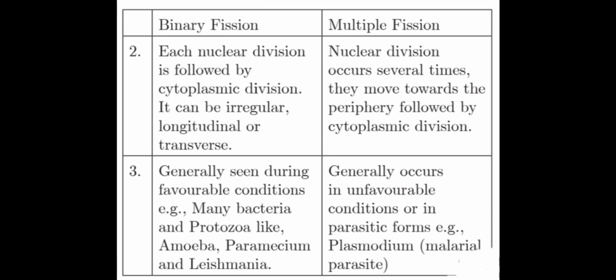They move towards the periphery followed by cytoplasmic division. Binary fission is generally seen during favorable conditions. For example, many bacteria and protozoa like amoeba, paramecium, and leishmania. Multiple fission generally occurs in unfavorable conditions or in parasitic forms. For example, Plasmodium, the malarial parasite.